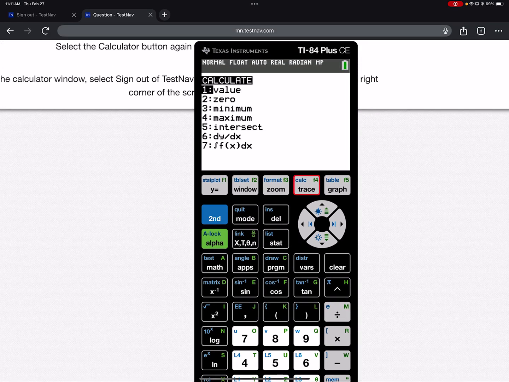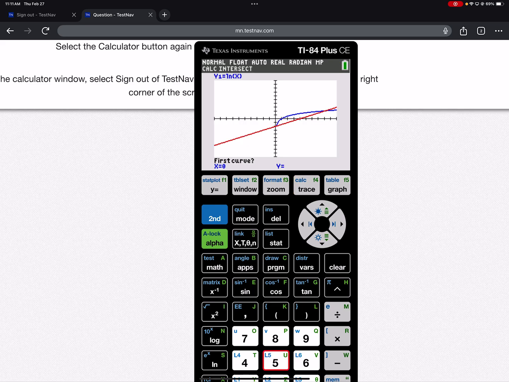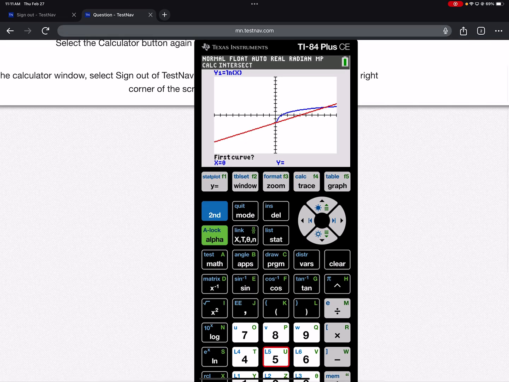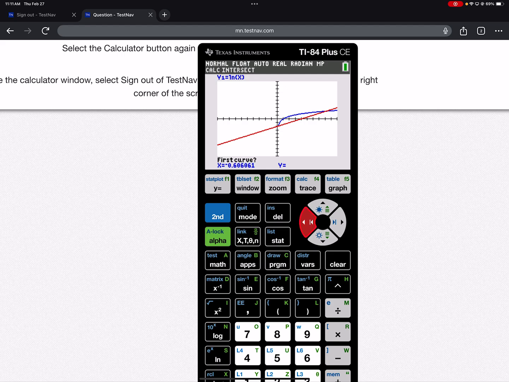Intersects, so you can just hit 5 on your keypad. Now, do you guys agree that's going to cross twice, right? So I'm going to scroll, if I can find it. There it is. Make sure you guys have your cursor close by where it crosses the first point.